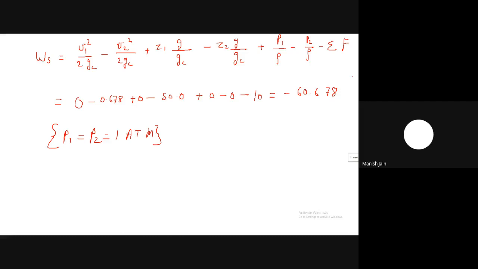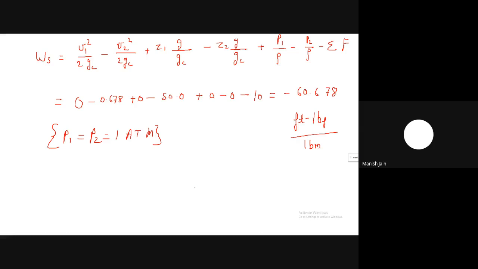Why is it coming with the minus sign? Because power is given by the pump, that's why it has the minus sign. And what are the units of WS? The WS unit is foot pound force divided by pound. This is the unit of WS.